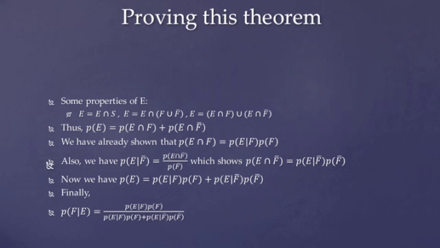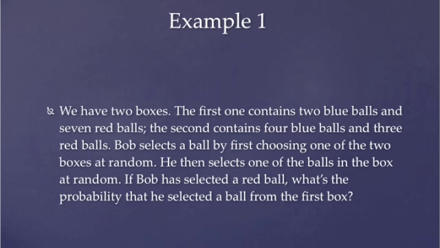Finally, we have the probability of F given E is equal to the probability of E given F times the probability of F, all divided by the probability of E given F times the probability of F plus the probability of E given not F times the probability of not F, which is Bayes' theorem. Let's come to example 1.